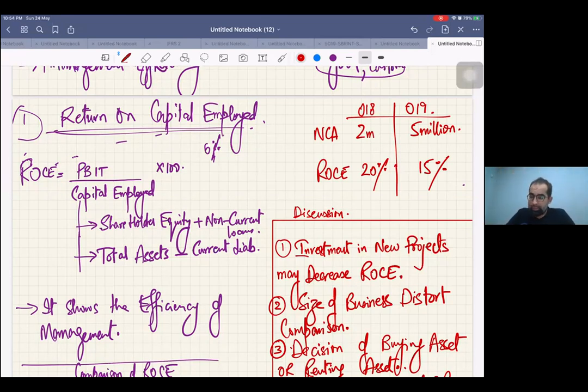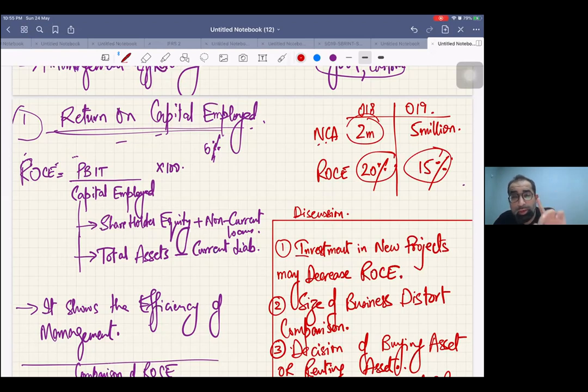Be very active. Listen, whenever there is a major change in ROS or ROCE, always look at the carrying value of non-current assets. NCA stands for non-current assets, right? Say your ROCE decreased from 20% to 15% and your non-current assets increased from 2 million to 5 million. Now the student will ask, sir, when non-current assets are increasing, why is ROCE decreasing?